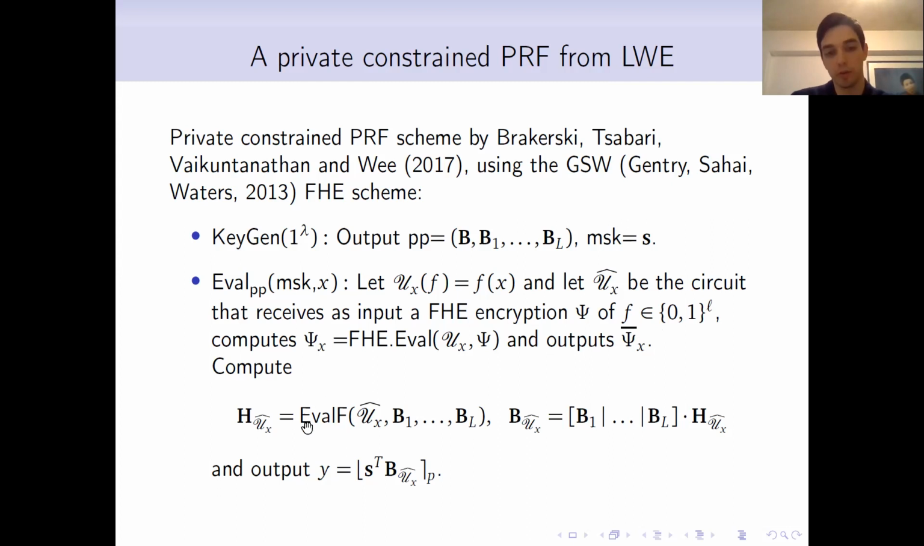And now we are going to use these algorithms Eval_F and, in the next slide, Eval_FX, which are slightly different from the lattice algorithms Eval_C and Eval_P that we saw before, but they serve the same purpose. And so we compute H, which is the evaluation of this circuit on these matrices B_1 to B_L, and then we multiply it by this block matrix composed of the matrices B_1 to B_L. And finally, we multiply it by S and apply the rounding operation, and that is our PRF output.